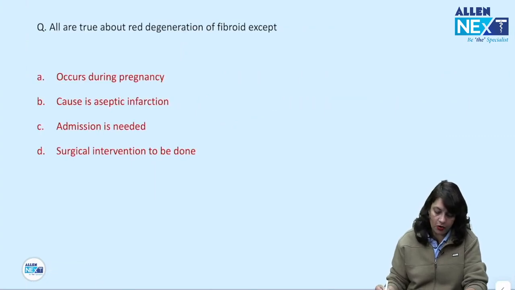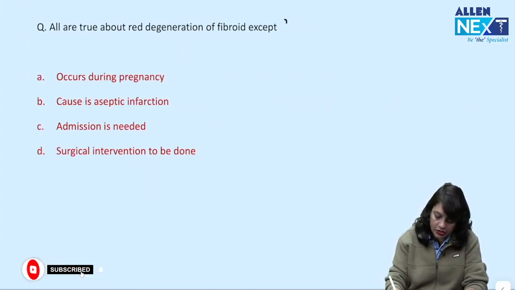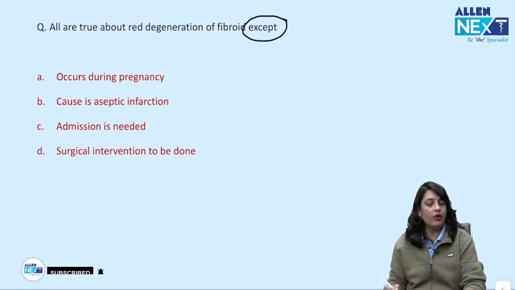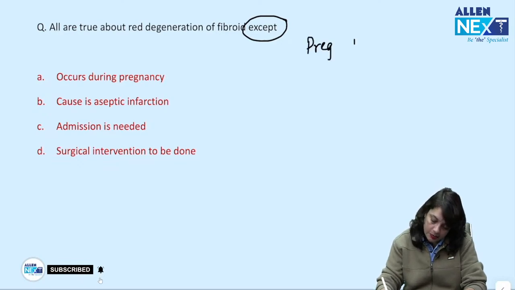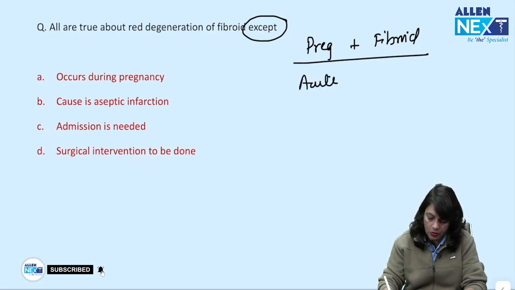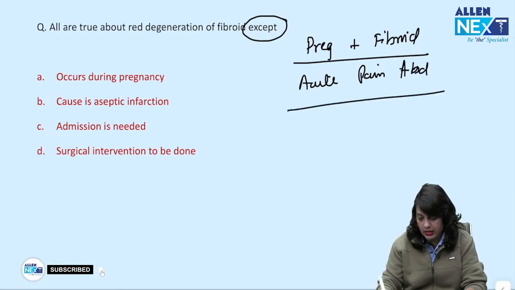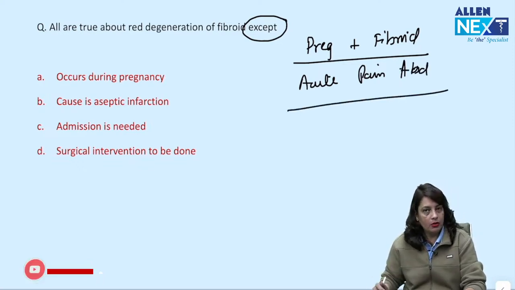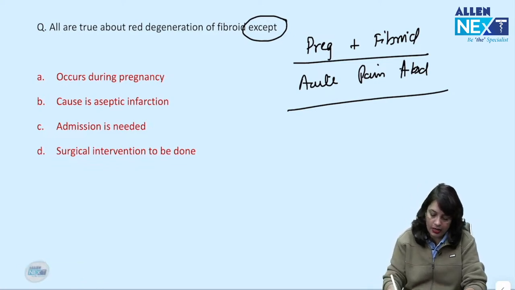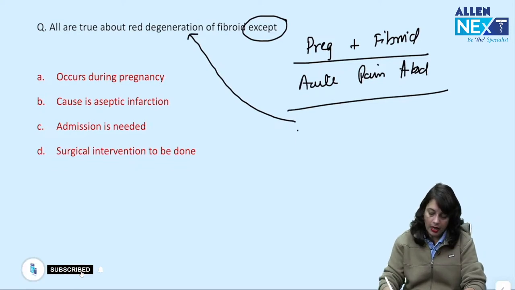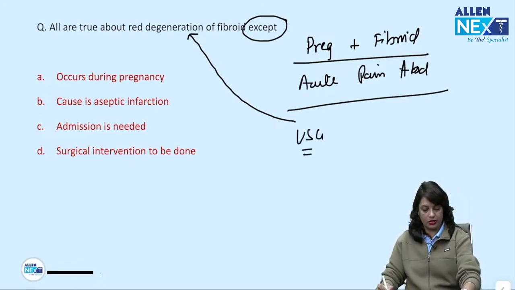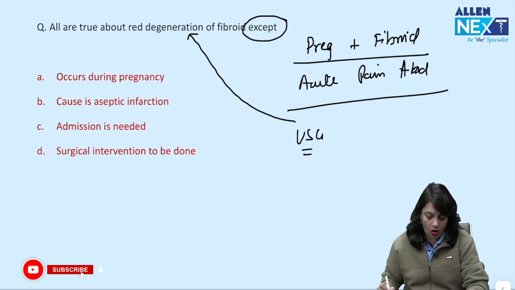Next, all of the following are true about red degeneration of fibroid, except: red degeneration of fibroid occurs in the second half of pregnancy. A lady is pregnant and she is having fibroid. She presented with acute pain abdomen. My first diagnosis in that case will be abruptio placentae. But if there is a history of fibroid, I can think of the red degeneration of the fibroid and investigation will be ultrasound. Now what is the wrong answer in this case?